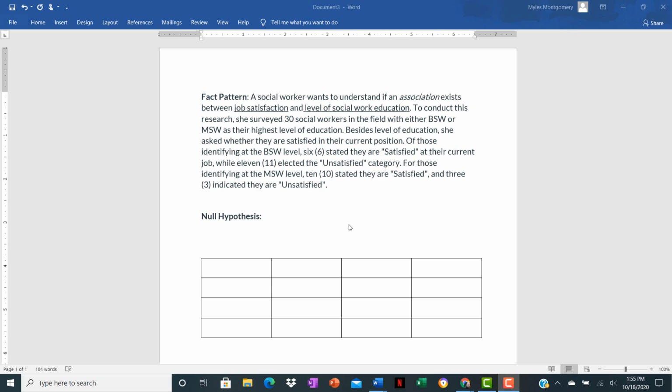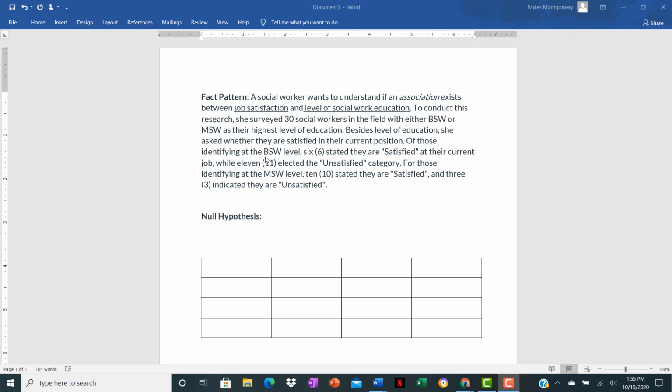Those of you who are watching now, in the Canvas page, I give you a fact pattern, and this is the exact same fact pattern. A social worker wants to understand if an association exists between job satisfaction and level of social work education. To conduct this research, she surveyed 30 social workers in the field with either BSW or MSW as their highest level of education. Besides level of education, she asked whether they are satisfied in their current position.